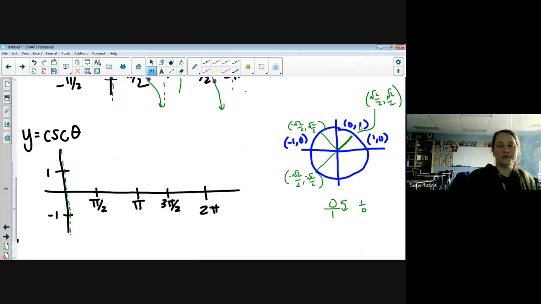Now we're going to pi over 2. I'm going to flip 1 over. 1 is 1 over 1. So when you flip it over, isn't it exactly the same? Okay, so at pi over 2, I'm at 1. Now I go to pi. The y value was 0. Can you flip 0 over and get an actual number? Nope. So what are we going to have? Asymptote at pi.